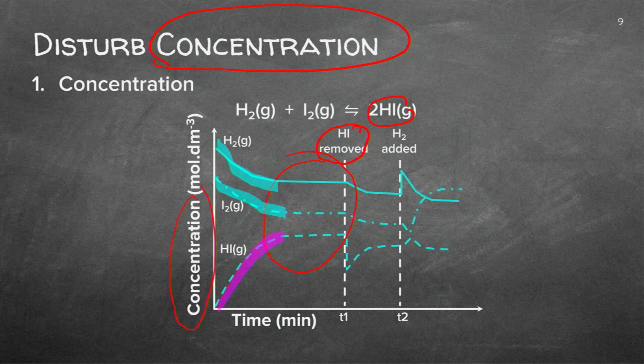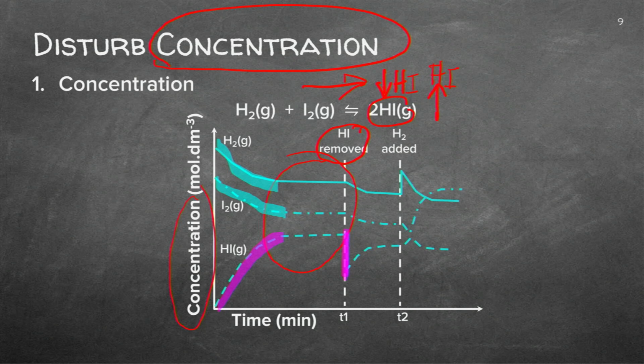Now let's quickly go to our questions. If I remove the product, I'm removing the HI. The mother-in-law wants to increase the HI. How can it increase the HI? With the forward reaction. Now, interesting. Have a look at your graph. Can you see here that line there is going down like a very steep lowering? I call that a spike.